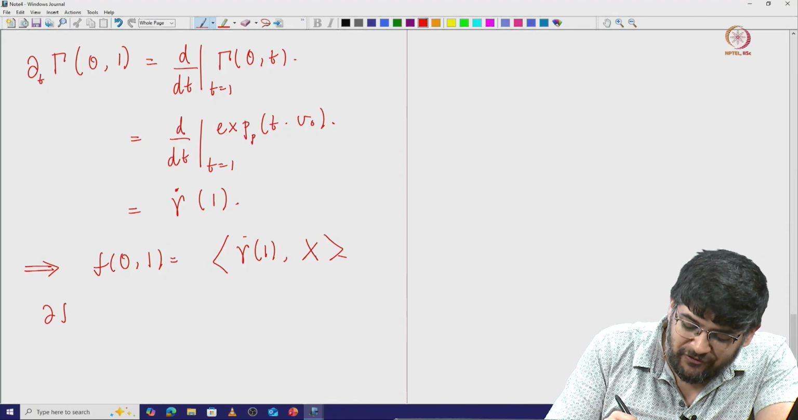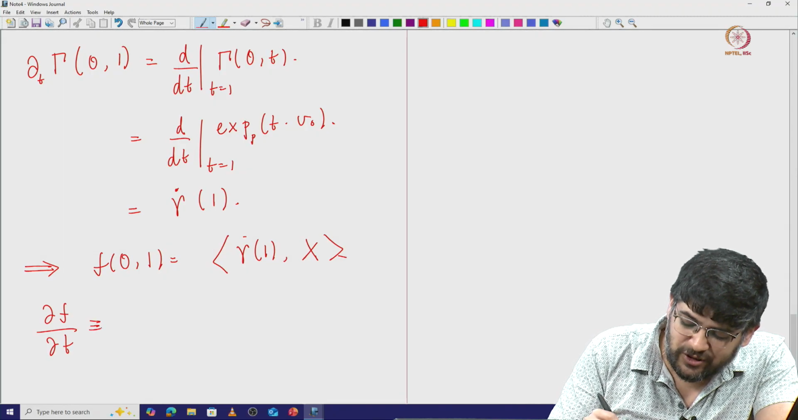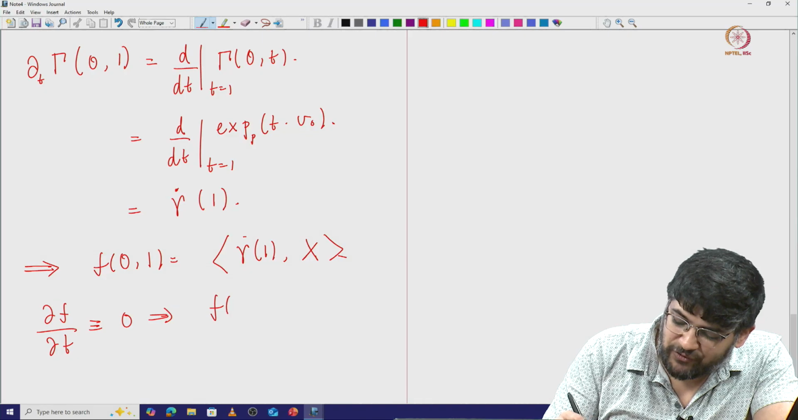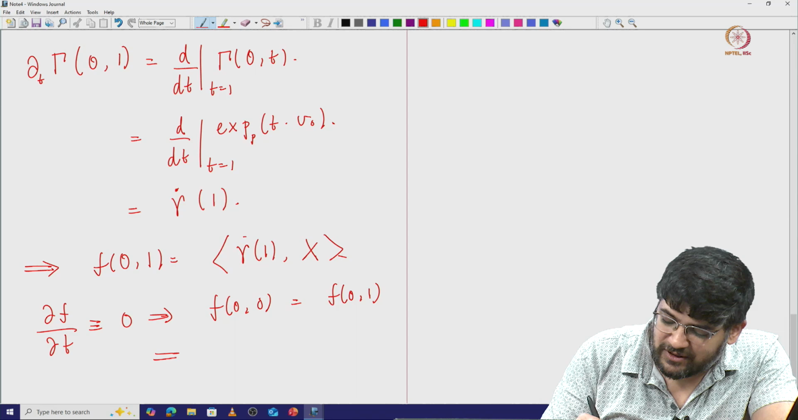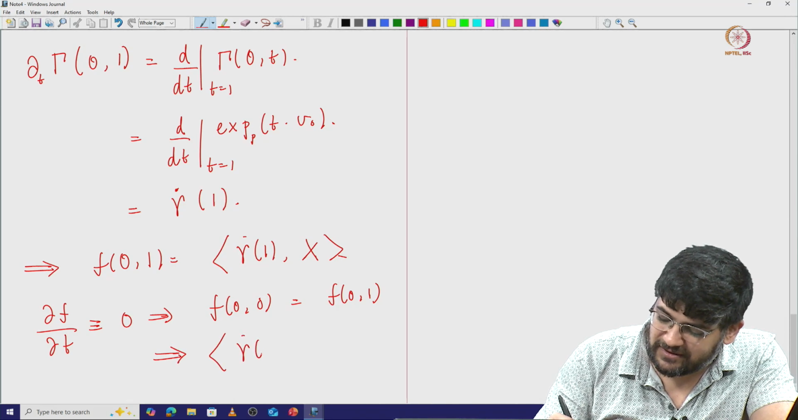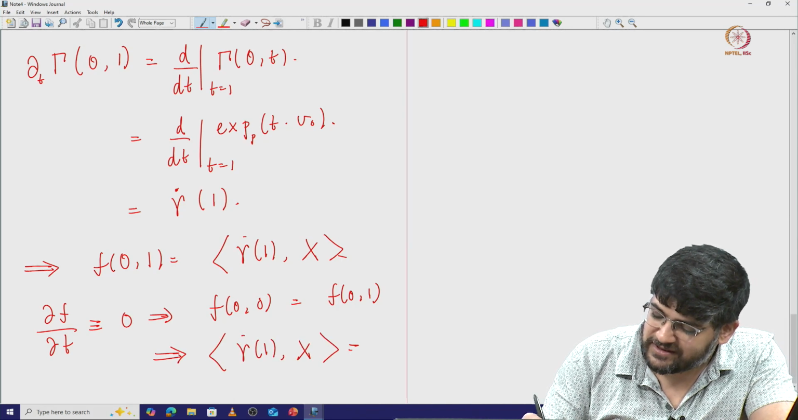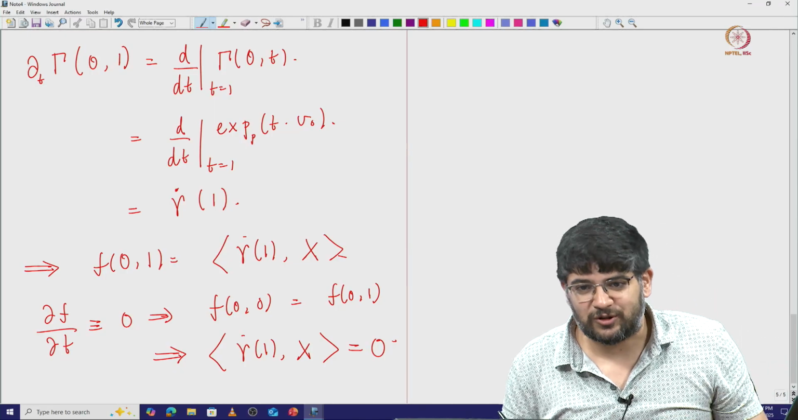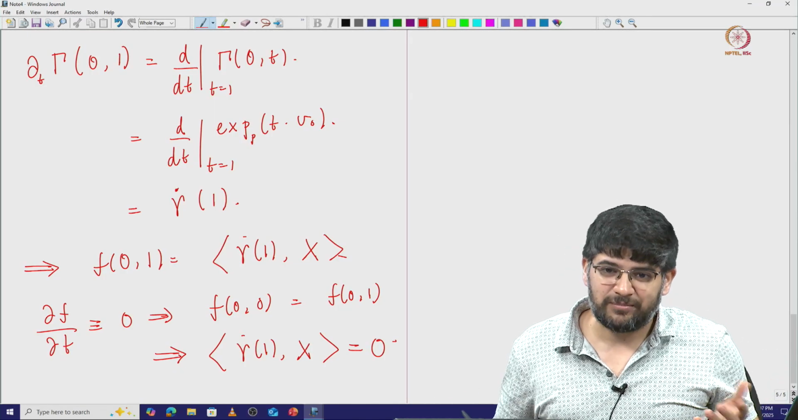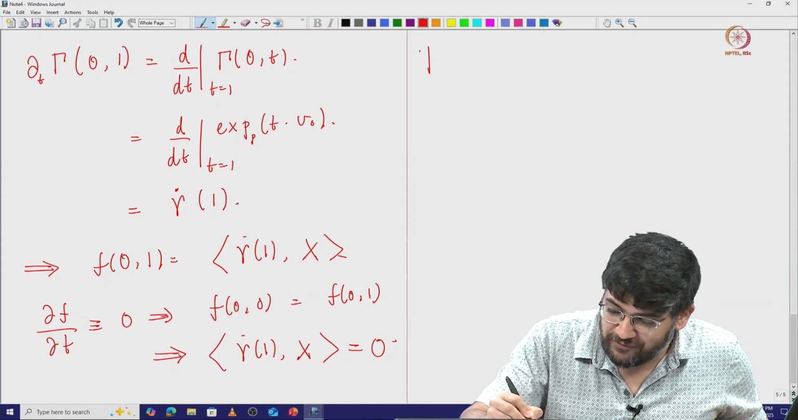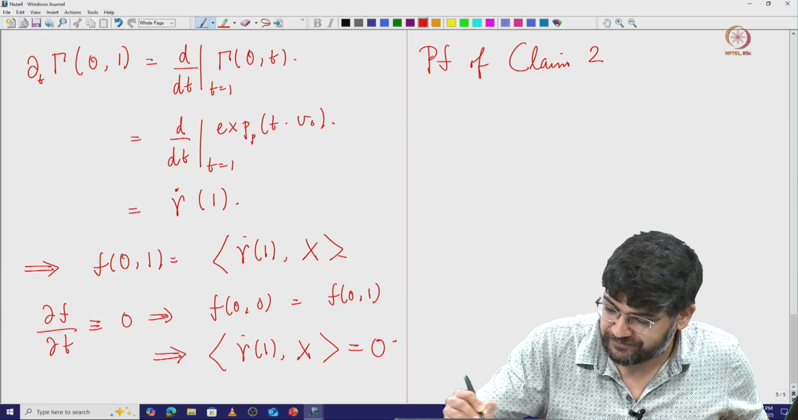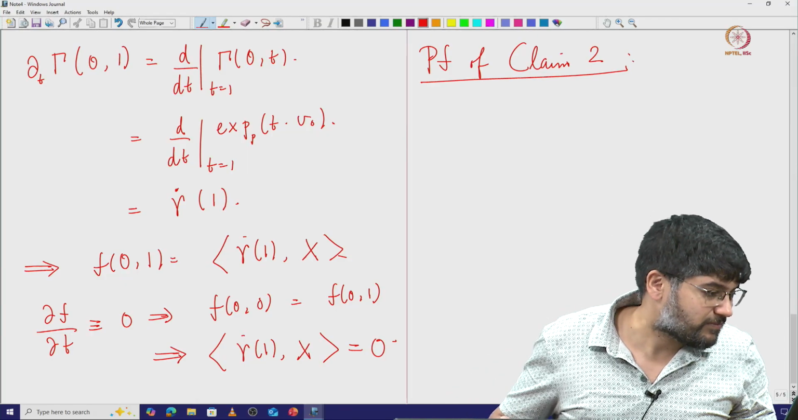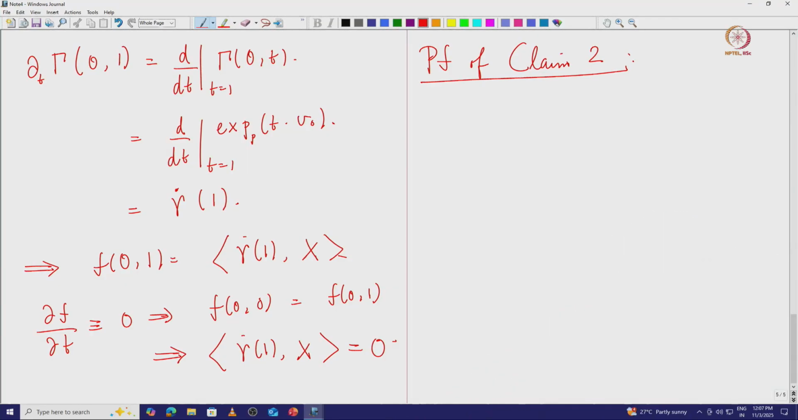But then del f by del t being 0 implies that f of 0 comma 0 is the same as f of 0 comma 1, which implies that this comma x is 0 because f of 0 comma 0 was 0. This proves claim 1, right. So now we just have to prove claim 2. That is a sort of elementary calculation.